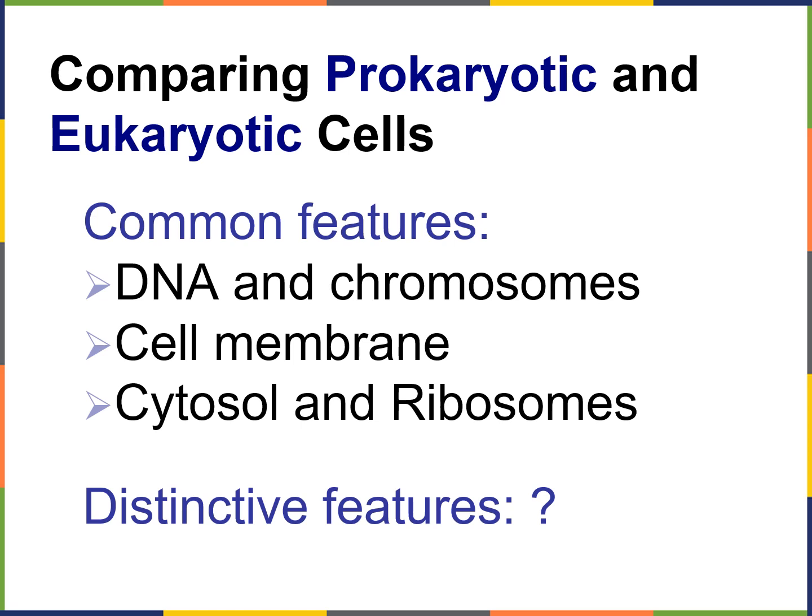Yes, both cell types have DNA, and that DNA is found in chromosomes. However, it's packaged differently. In prokaryotes, the DNA is found in a circular chromosome. So that's right, prokaryotes typically have one circular chromosome. Now there are some species of prokaryotes that have 2 chromosomes or 3 chromosomes, but for the most part, most bacteria, most prokaryotes have 1 chromosome and it's circular.